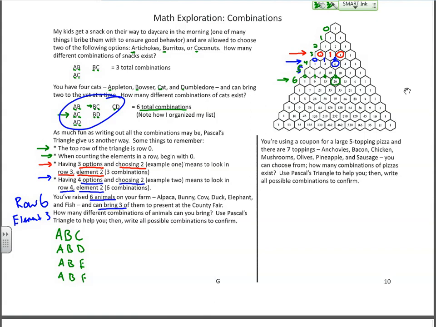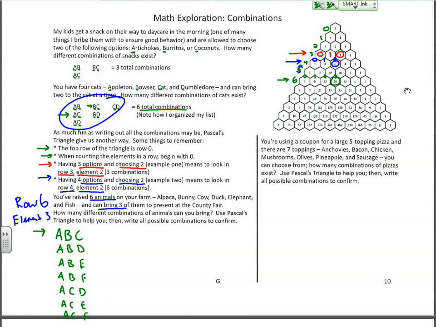Now, let's keep A the same and start with C. What are all the different combinations that start with AC? Well, ACB has already been written right here at ABC, so we're going to start with ACD. Keep AC the same, ACE. Keep AC the same, ACF.